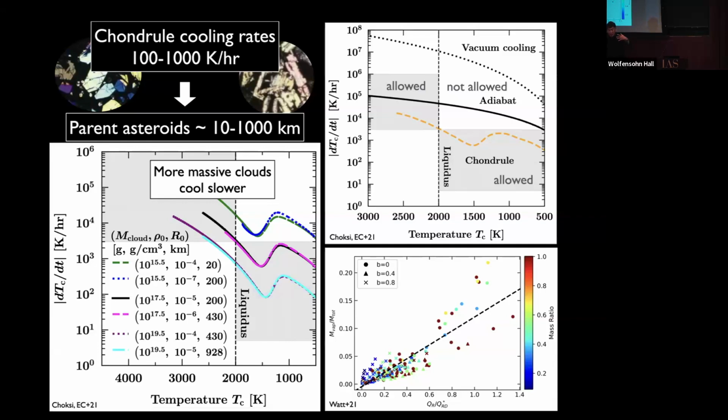So you need these clouds to come from asteroids that we estimate to be between 10 and 1,000 kilometers in size, which to me is encouraging because this is right in the range of the asteroid belt. So that's where most of the mass is. Okay, so the story, I think, holds together to some extent.